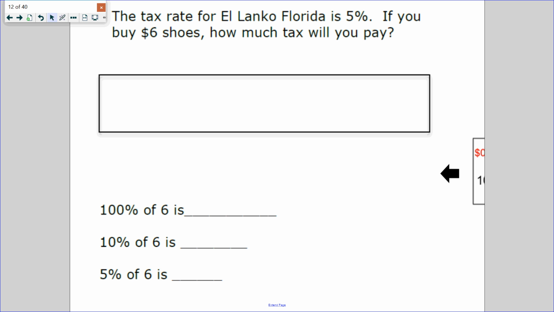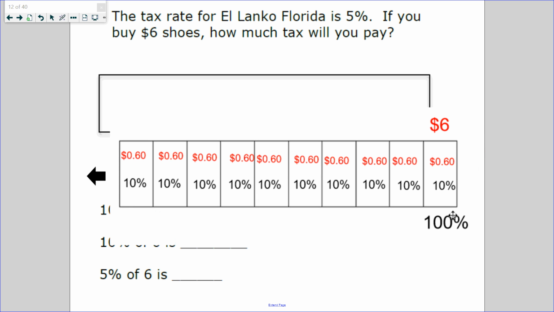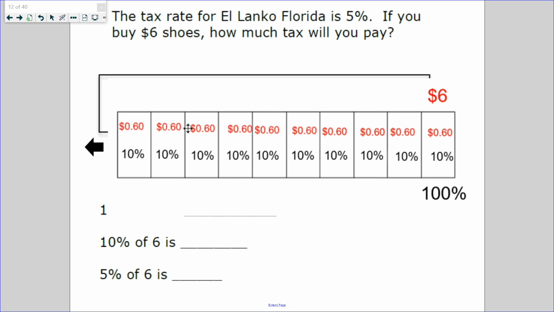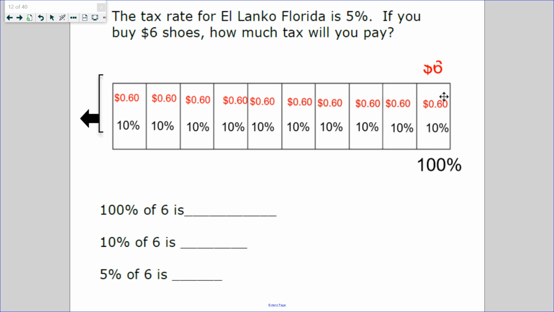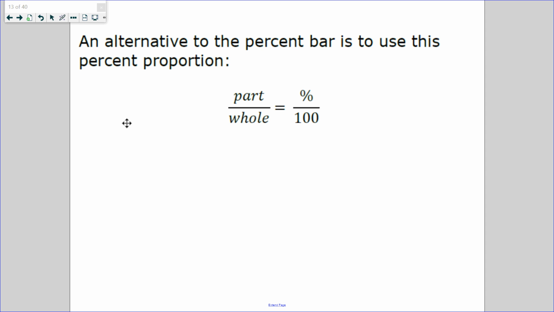I will show you this one right here. It's already been built up for us. So it's 100%, 10%. If I divided $6 into 10 parts, 60 cents. So 100% would be $6. 10% would be 60 cents. 5% would be 30 cents. So an alternative we're going to be learning is something called using ratio tables, using a part, whole, equal percent over 100.